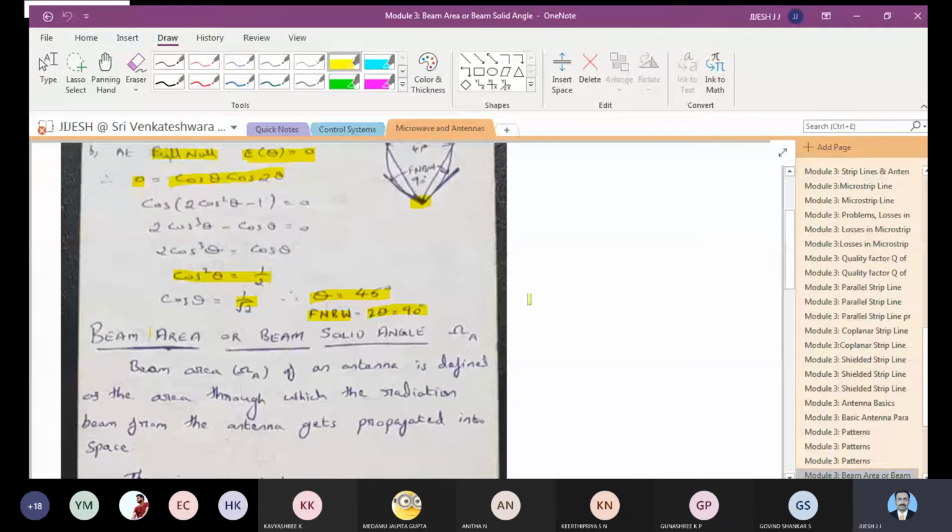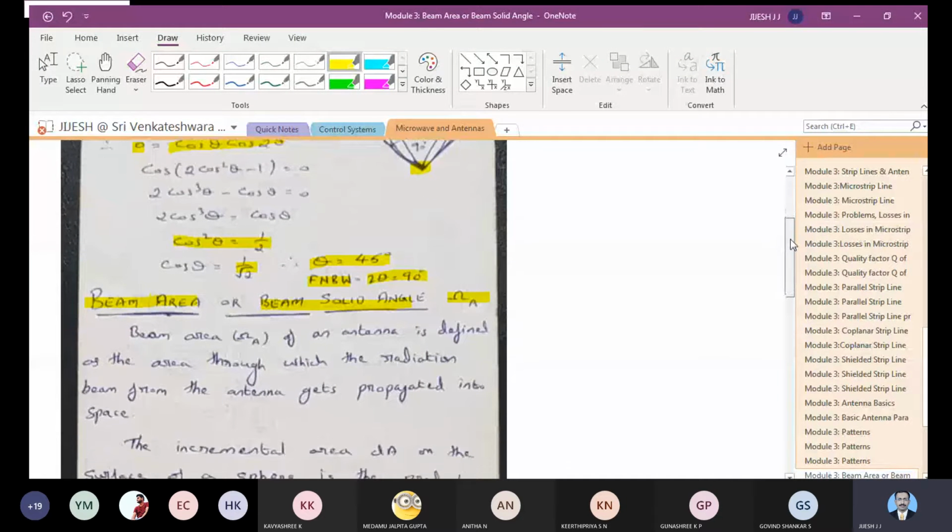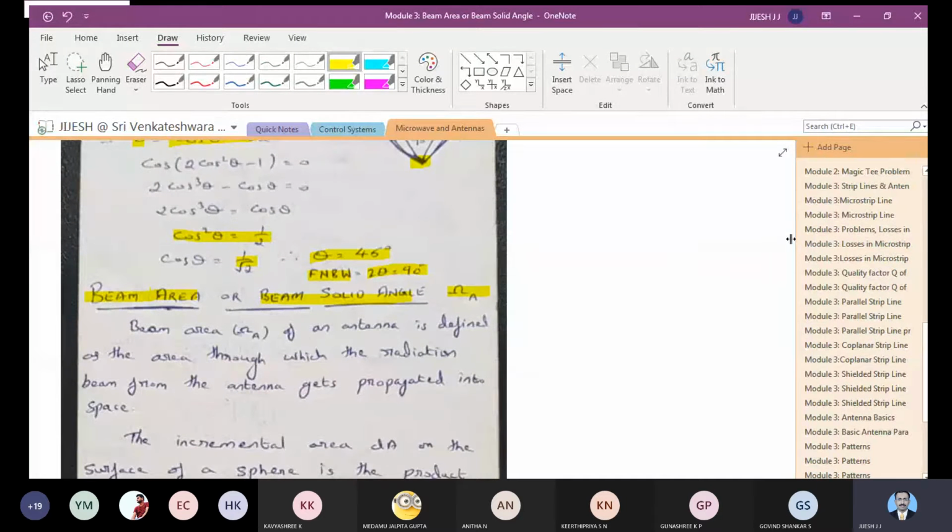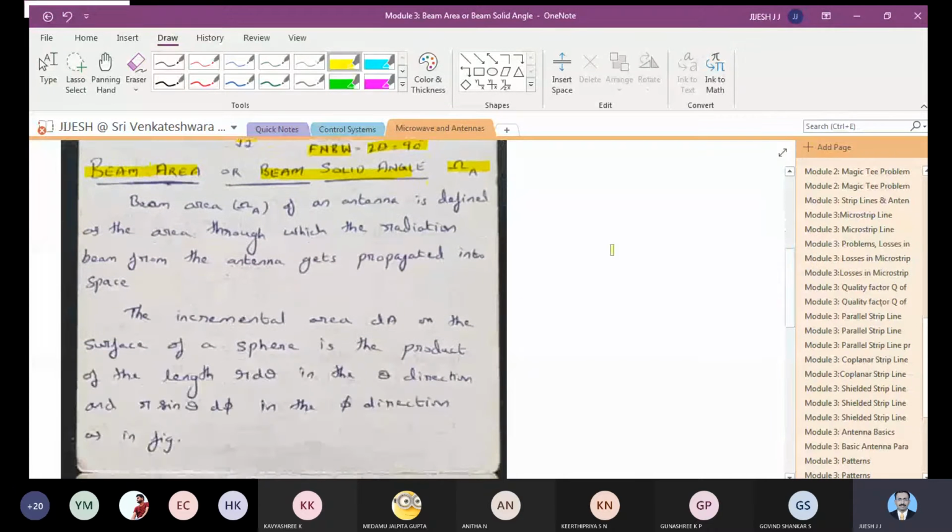Beam area or beam solid angle is defined as omega A. It is one of the parameters of antennas, like the parameters you have studied, such as pattern. Similarly, we have another parameter called the beam area or beam solid angle. The beam area is denoted as omega A, and the beam area of an antenna is defined as the area through which the radiation beam from the antenna gets propagated into space.